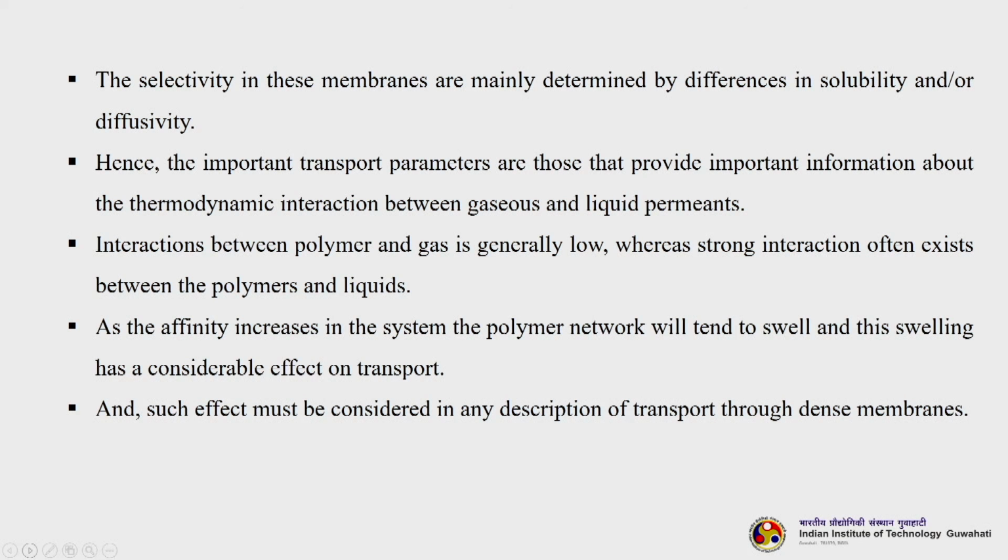So, that is the problem in dense membranes. In industrial practice, most of the membranes that are being used commercially or on a large scale are porous membranes. The use of non-porous membranes is much less, though they are used commercially and industrially as well. However, due to these transport problems and other problems associated with dense membranes, usually porous membranes are preferred.